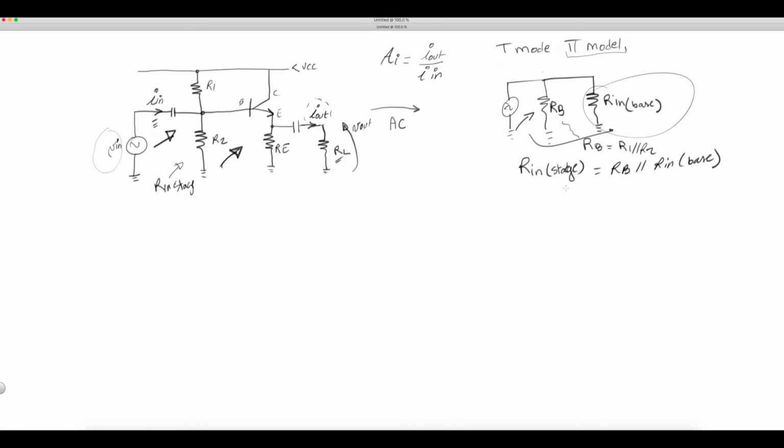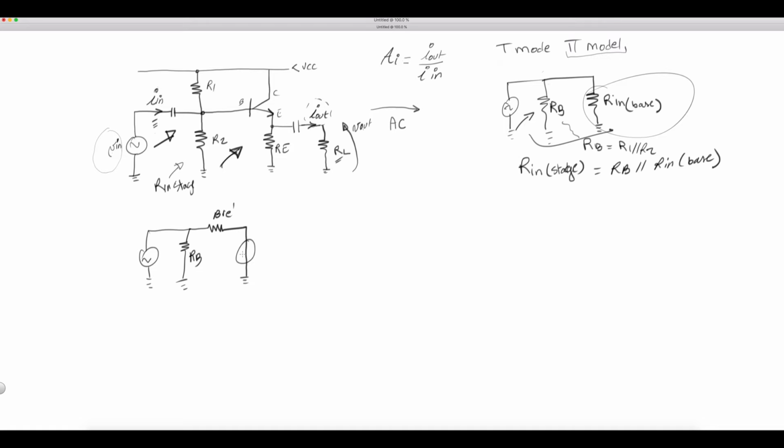So how do we find this? Well, we could use the pi model for that. Let's go ahead and do that. So here is the source. Here's RB. Here is beta RE prime.